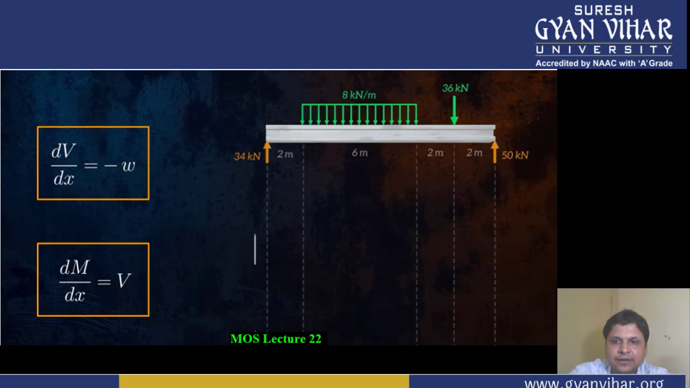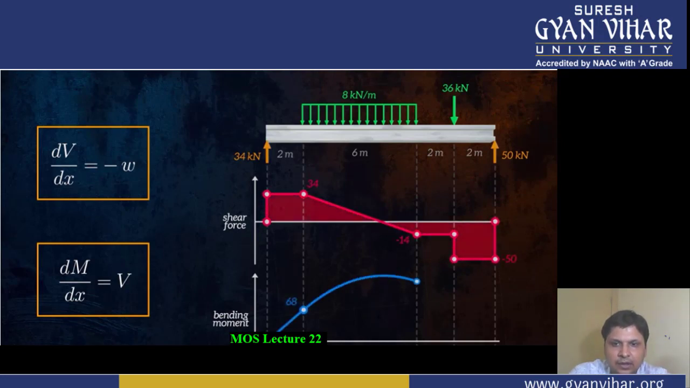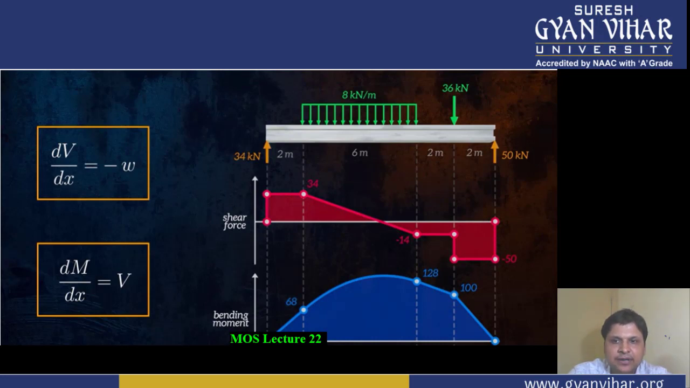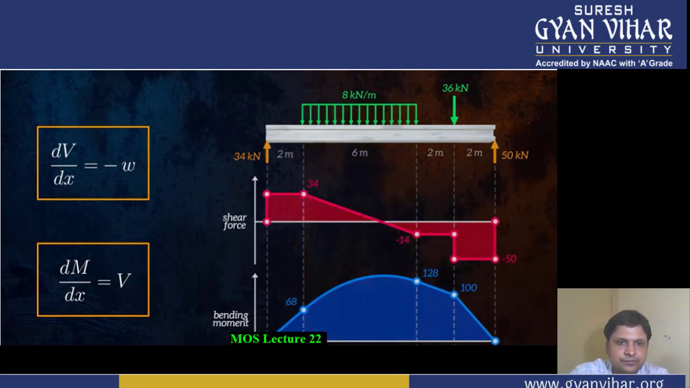This beam has an applied distributed force and a concentrated force. Let's quickly draw the shear force and bending moment diagram. By using the free body diagram method, we can show that the bending moment curve for the section of the beam under the distributed force is defined by the quadratic equation minus 4x squared plus 34x plus 68.